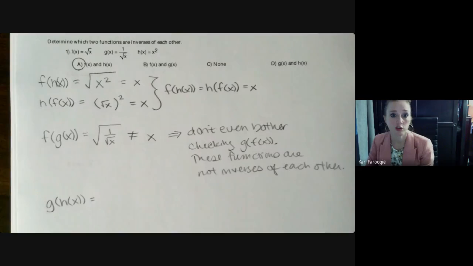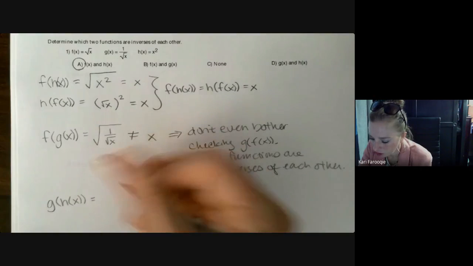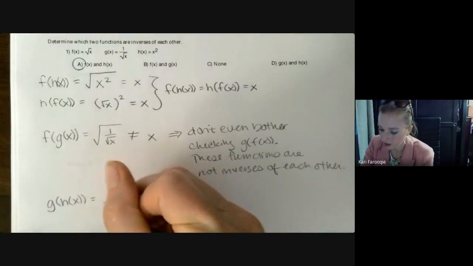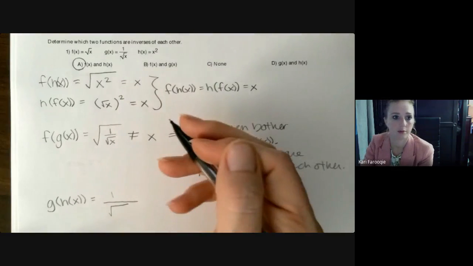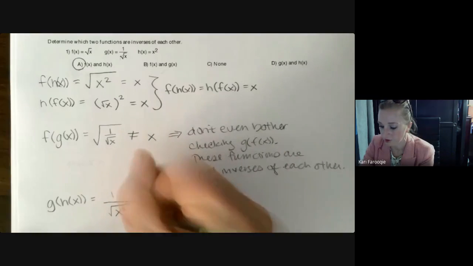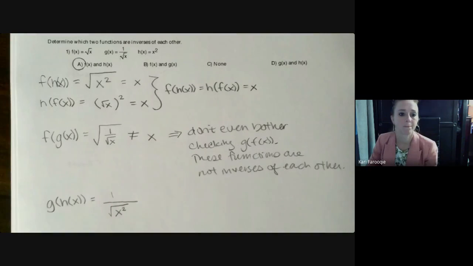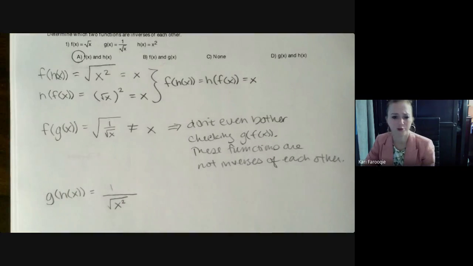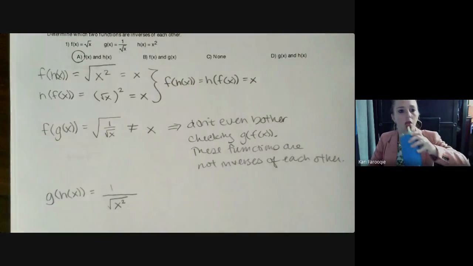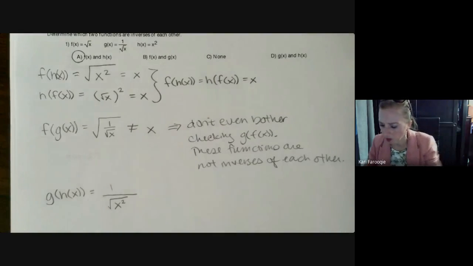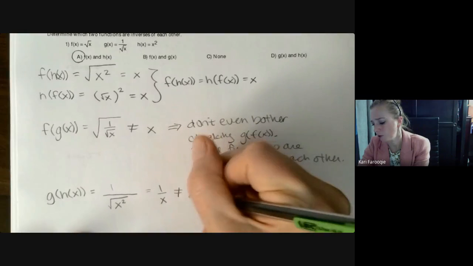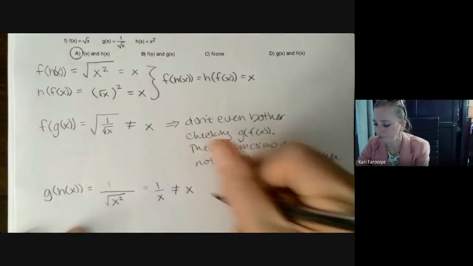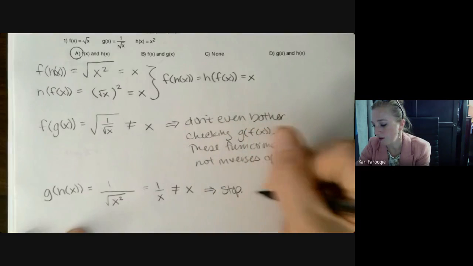We could have checked g of h of x. Well, g has a 1 in the numerator and a radical in the denominator. And it takes the denominator and takes the square root. H of x is x squared. If anything, this is good practice for composing functions. Now the square root of x squared is x, but you end up with 1 over x, which is not equal to x. So you can stop. They're not inverses.